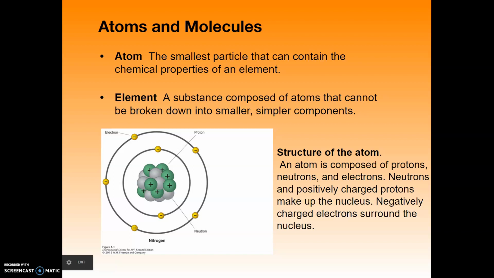Okay, so let's start at the beginning. Atoms and molecules. Atoms are the smallest particles. They contain those protons, those neutrons, those electrons. If the atoms are all of the same type, then those become elements. That is basically the simplest pure substance that we have in our existence. And here you can see a picture of an atom.